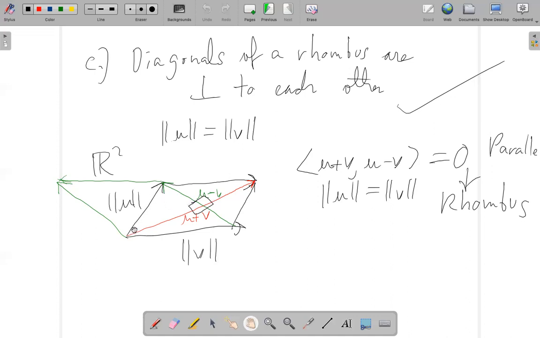So vectors u and v will span out an arbitrary quadrilateral, but we know that this must be a rhombus if the two vectors have the same length. And given we know that the u plus v and u minus v vectors represent its diagonals, since we concluded that they're perpendicular to each other, then indeed the diagonals of a rhombus must be perpendicular to each other in R2 at least. And so that concludes the problem.